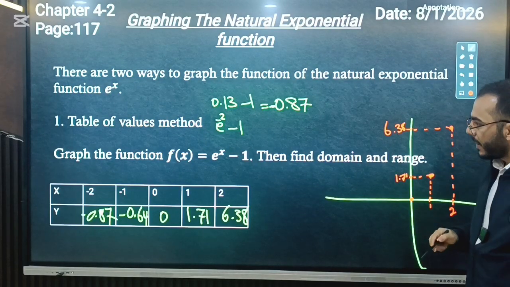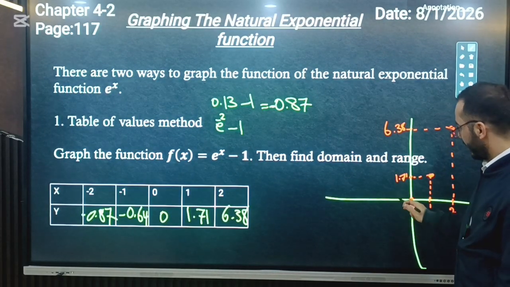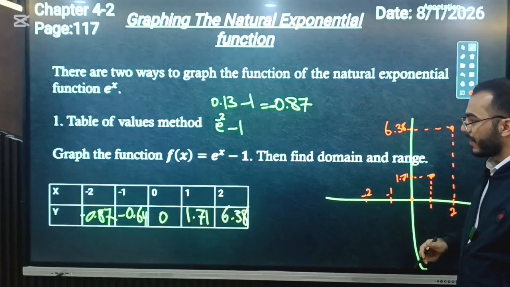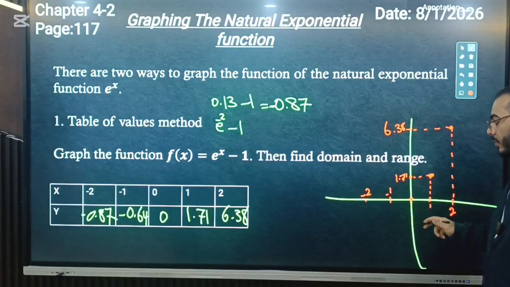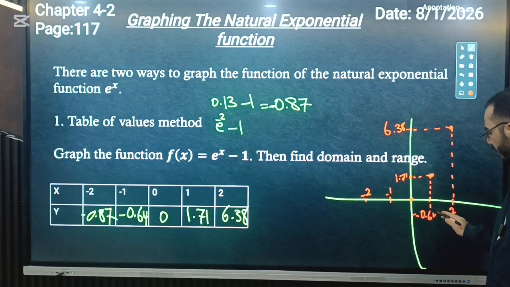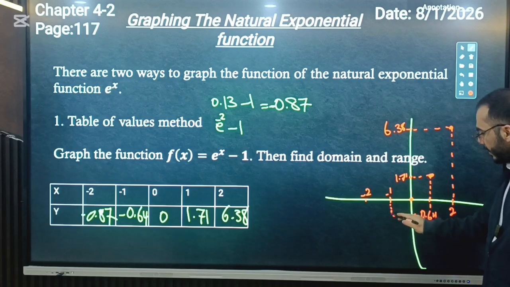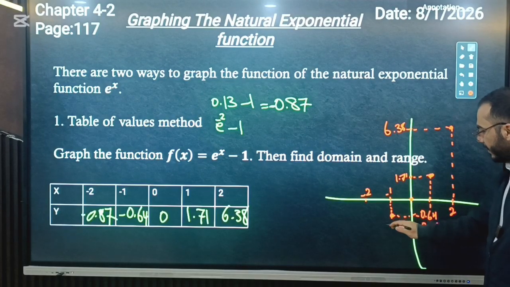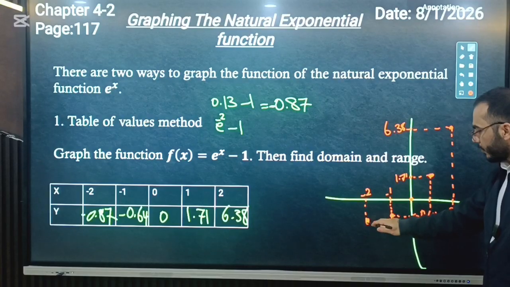And from the negative side, let's say negative 1 is here and negative 2 is over there. For negative 1, we have got negative 0.64. Let's imagine here is negative 0.64, so the point is going to be over there. And then finally for negative 2 we have negative 0.87, which is lower than negative 0.64. Be careful. So the point is going to be over there.